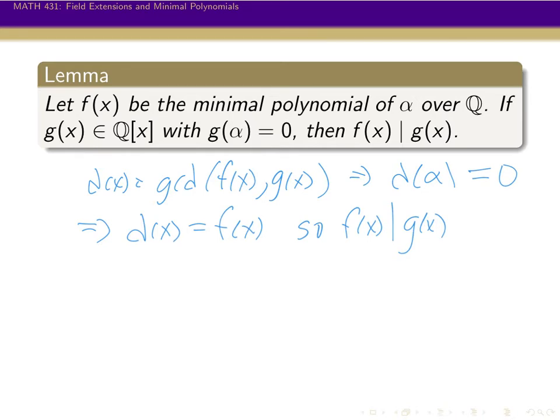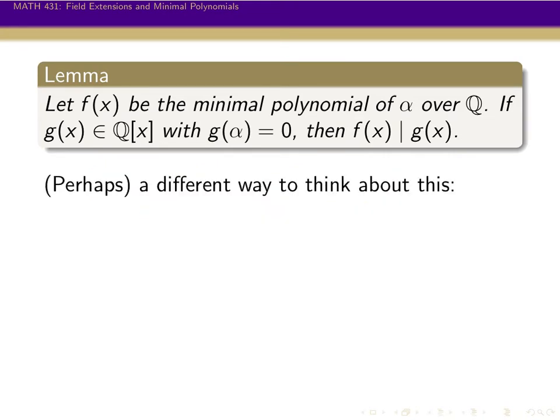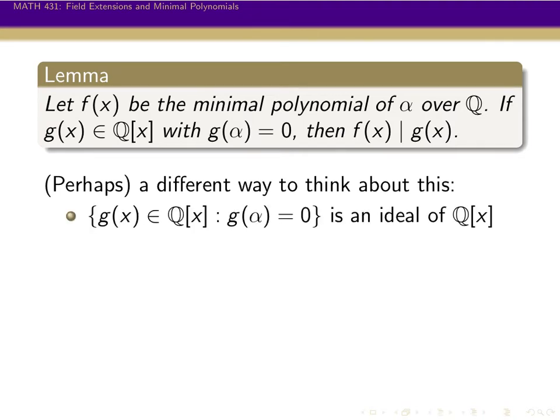And that's the entire proof. Okay. So here's perhaps a slightly different way to think about these minimal polynomials. It's equivalent. It's actually not totally different. I'm just kind of thinking about it maybe slightly backwards.